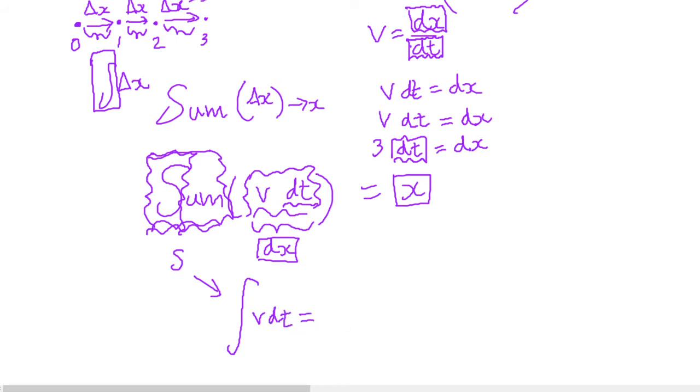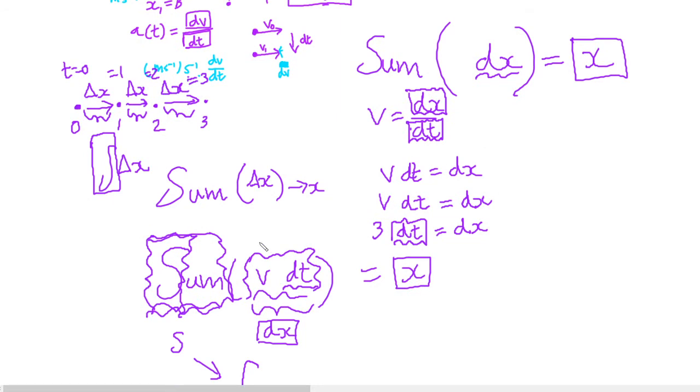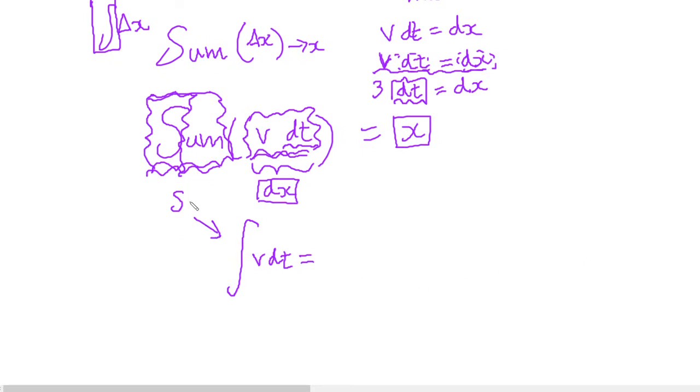So our equations that we have worked out up here, the fact that the sum of all the little bits of dx is equal to x, and the sum of all the little bits of v dt, given that v dt is equal to dx, the velocity times the little change in time is equal to the little change in displacement. The sum of v dt must be equal to the whole displacement. This statement leads us to the integral of v dt is equal to x, because it's really the sum of all the little pieces of dx, the sum of all the little changes in displacement.